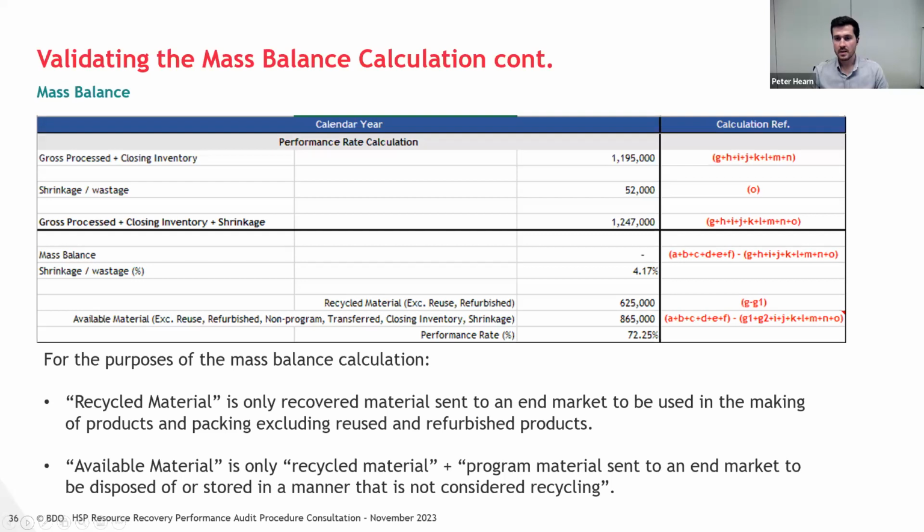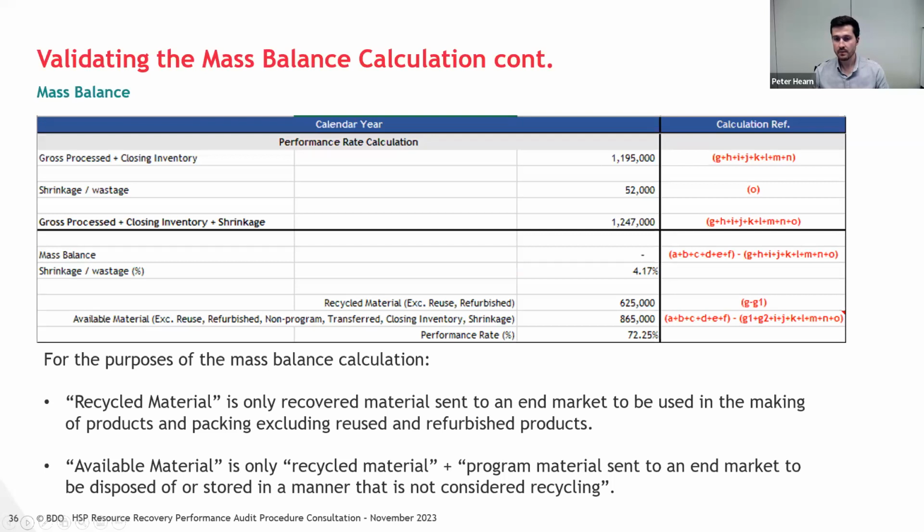And then this section is where the mass balance and performance rate calculation is performed. As I mentioned before, if the mass balance, taking into account a small proportion of shrinkage and wastage, balances, then this indicates that the figures reported by a processor are accurate, because what goes in must come out. Once we determine that this is accurate, then they can calculate the performance rate.